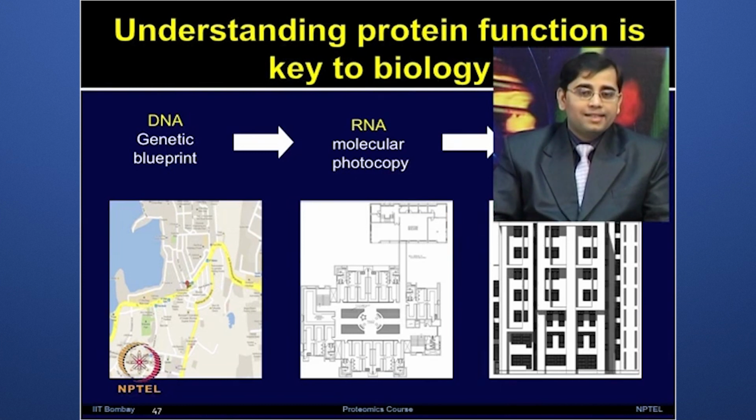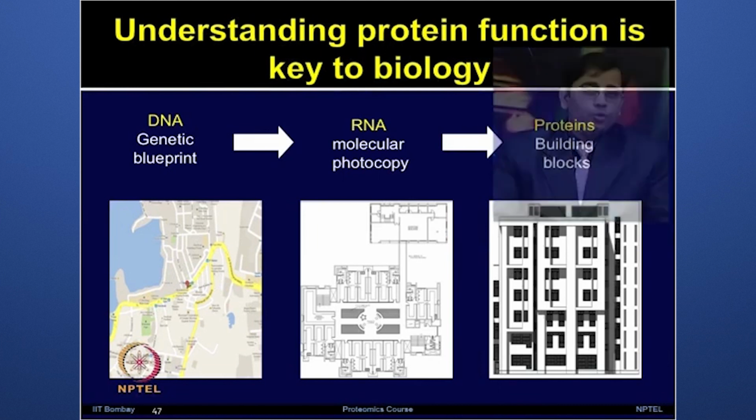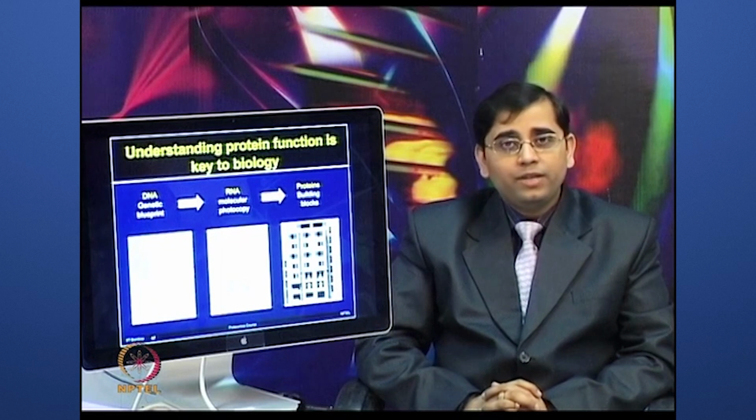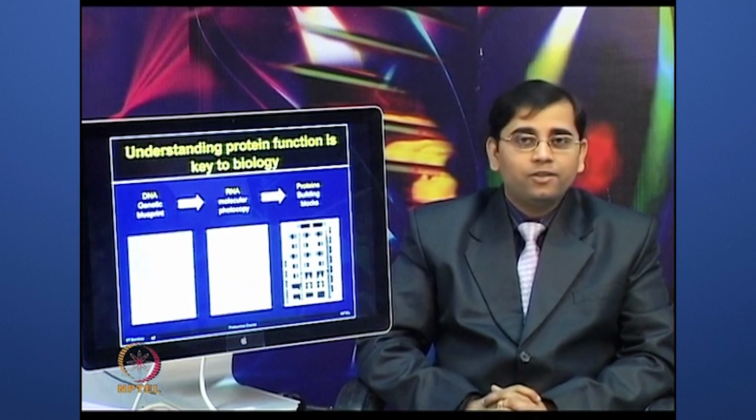Let me describe this slide, where I have shown the various biomolecules of the central dogma: DNA, RNA and protein. For example, if you look at the map here, where IIT is located in the Powai area. DNA, the genetic blueprint, is like the map, it contains only information. Now, if you want to make a building in this area, you have to define that area, which is like the RNA molecule, a molecular photocopy used on the site of construction by the cell's contractors. Now, proteins are like the building which you want to create on that site.